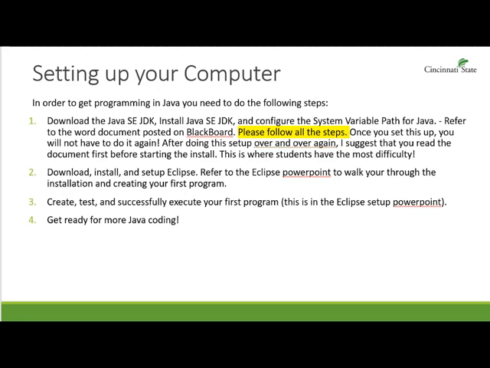You need to set up your environment in order to program in Java. Be sure to follow all the steps outlined in the document posted on Blackboard. This includes downloading the JDK, installing Java, and configuring the Java system variable path. Be sure to read the entire document before you start the installation. Some students have to do this more than once because they miss steps.